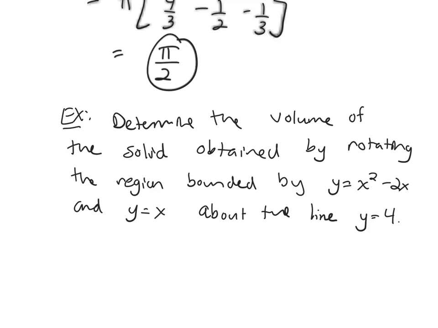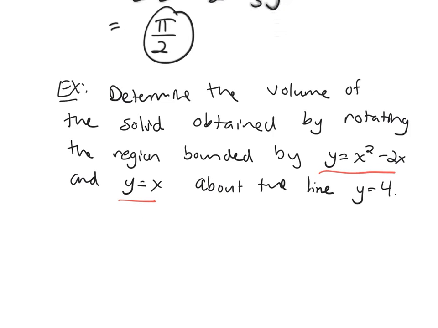So if I give you this problem, what are you going to start doing? Draw a picture. Okay, so looks like we've got y equals x squared minus 2x, y equals x. What should I do with those two equations? Set them equal so we can find their intersection points. Just like we started with area between curves, we're going to do the same thing here.